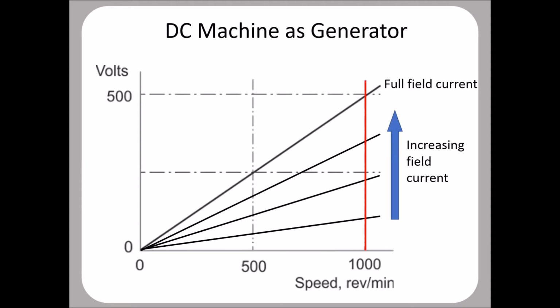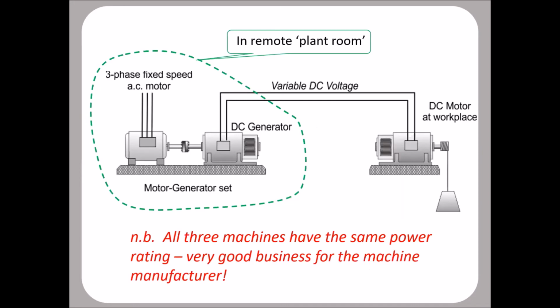We need something to drive it. And the way we did that was called a motor generator set. And there it is in the green dotted line. There was a fixed speed AC motor directly connected to the industrial three-phase supply. And that ran at a fixed speed and drove a DC generator. And that in turn produced a voltage that depended on how much current we fed into its field, which went out to the DC motor whose speed had to be controlled out on the workplace.